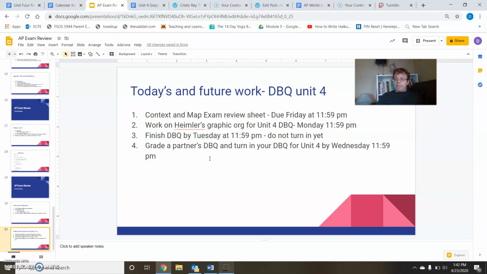So looking at a date for the Zoom, we're probably looking at most likely Tuesday at 2 o'clock for the Zoom. Tuesday at 2 o'clock. I'll send an email on Monday about the exact time, but most likely be ready for a Tuesday 2 o'clock DBQ review. Okay? All right. And these things need to be turned in by Wednesday at 11:59. So go ahead, get your Unit 3 DBQs turned in if you haven't done so already, and get Unit 4 notes done and start working on your Heimler graphic organizer.